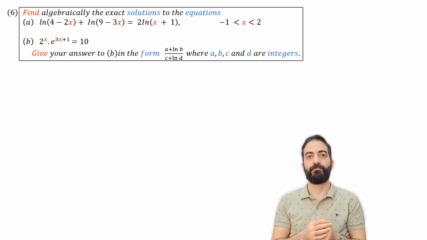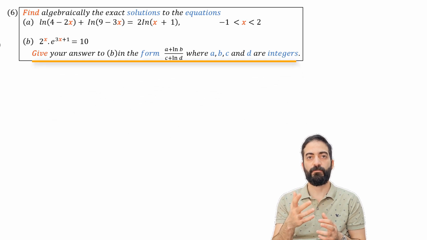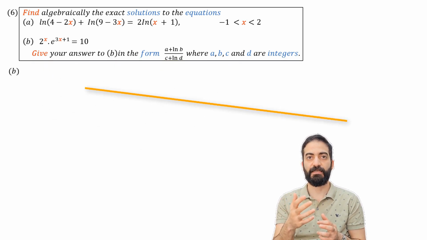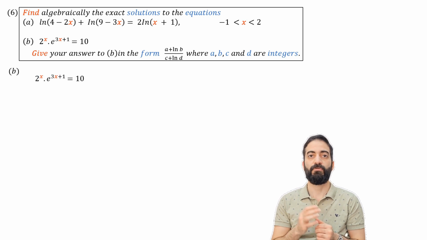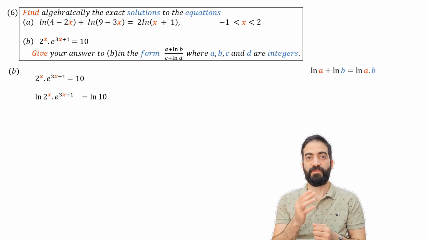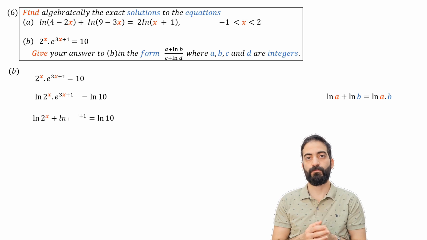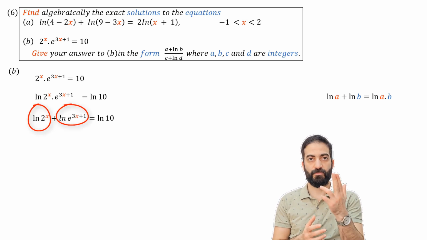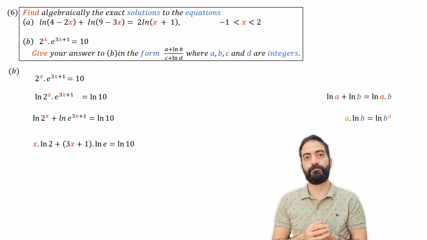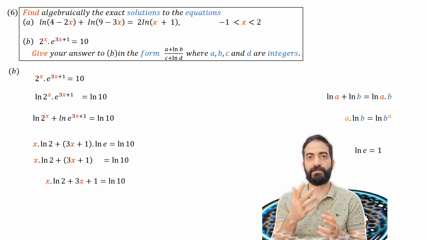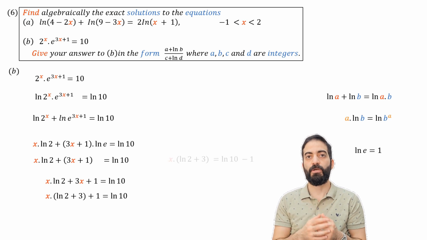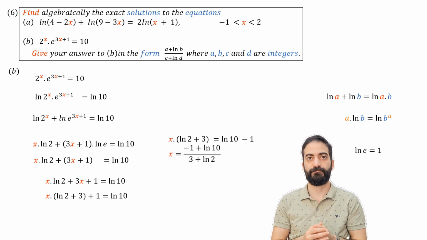We now move to part B. Give your answer in the form where a, b, c, and d are integers. We notice that he wants us to get an answer with ln, meaning we must first enter ln in this form. Now we can use this rule and we have this form, and here we can use this rule and we have this form. Now we can take x as a common factor, and in this way we get the answer.